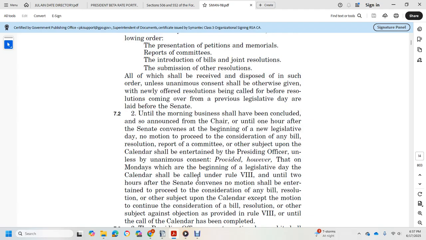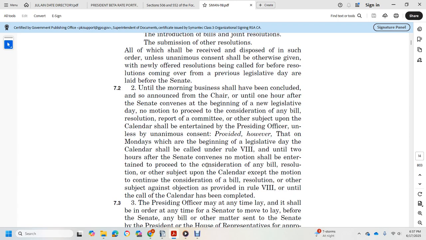At the beginning of a new legislative day, no motion to proceed to the consideration of any bill, resolution, report of a committee, or other subject upon the calendar shall be entertained by the presiding officer unless by unanimous consent. Provided, however, that on Mondays, beginning on the legislative day, the calendar shall be called under Rule 8 until 2 hours after the Senate convenes, and no motion shall be entertained to proceed to the consideration of any bill, resolution, or other subject upon the calendar, except the motion to continue consideration of a bill, resolution, or other subject against objection as provided in Rule 8, or until the call of the calendar has been completed.